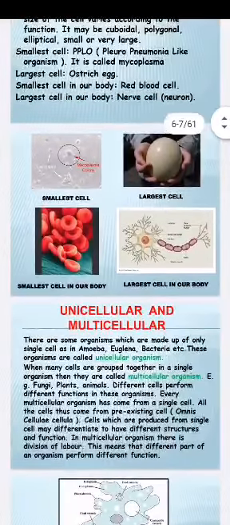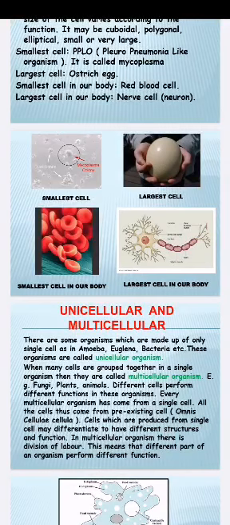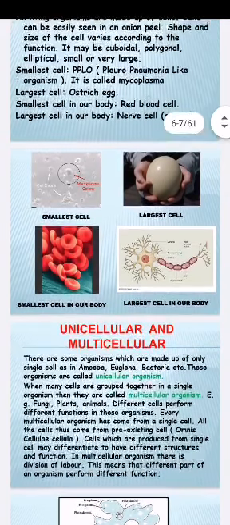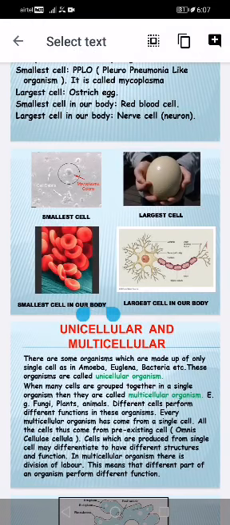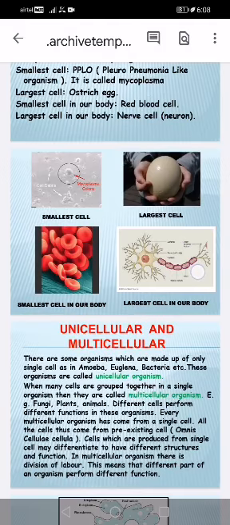So you can see some of the diagrams of the cells given on the screen. Smallest cell, mycoplasma colony. Largest cell, this is the ostrich egg. Smallest cell in our body, red blood cell, and largest cell in our body, that is the nerve cell.